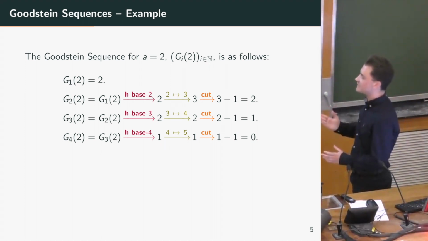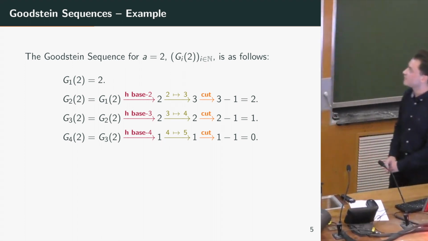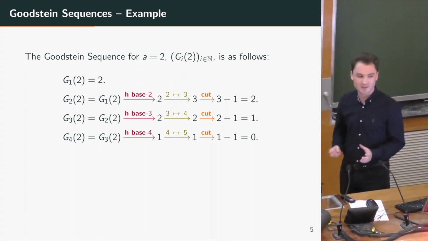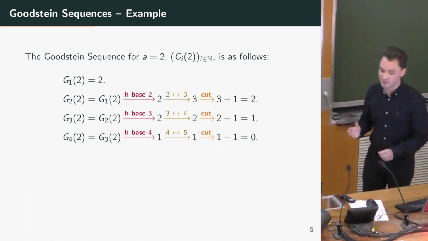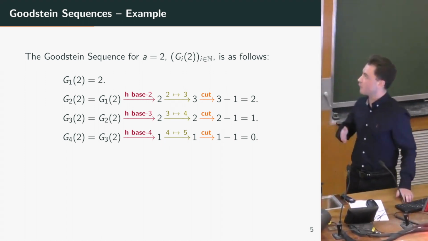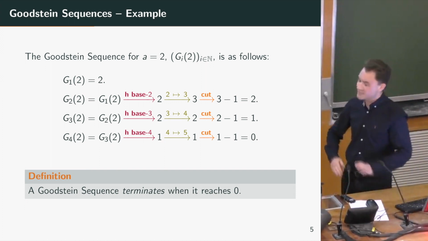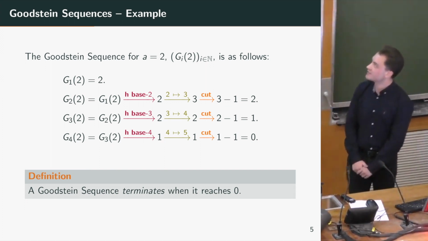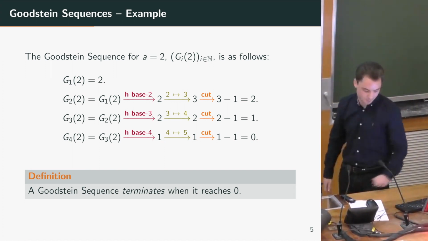Convert all the 5's to 6's. There's no 5's there, so it just stays the same, and then we subtract 1, and the fifth term would be minus 1. But we said that Goodstein sequences are sequences of natural numbers, and because minus 1 is not a natural number, we say that the Goodstein sequence terminates when we reach that 0. So the Goodstein sequence for 2 terminates at the fourth term.